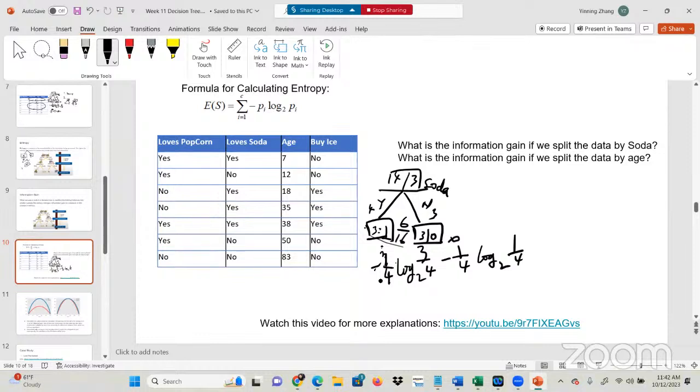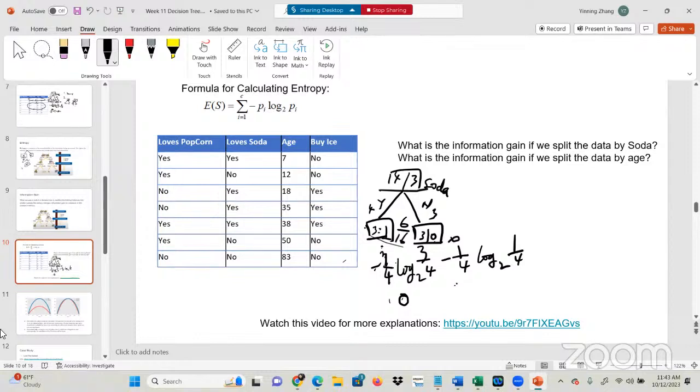And then the entropy of this one, if it's 3 to 0, should be easy, right? Entropy should be 0. Okay, so this is the final entropy if you use soda as a root node.